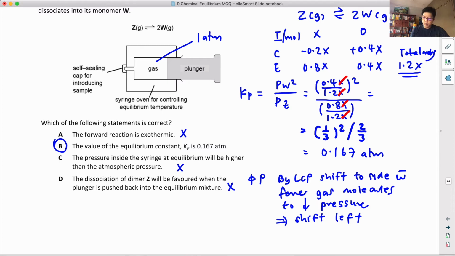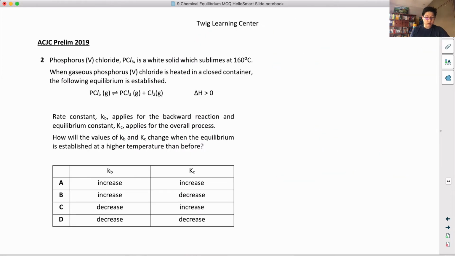So this answer is B anyway. Let's try the next question. Question 2. Phosphorus pentachloride is a white solid, sublimes at 160.